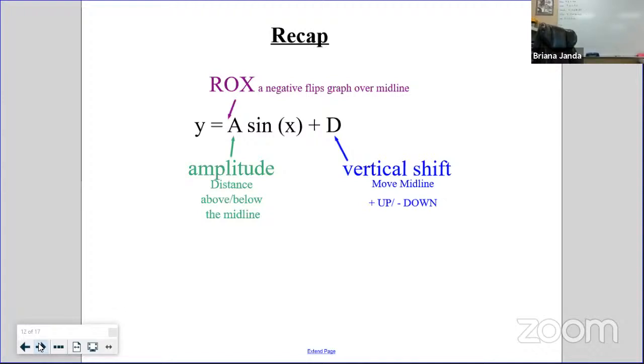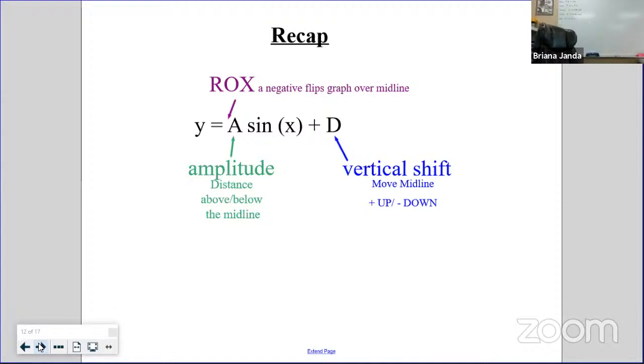D is going to be a vertical shift. It's what's added outside of our function, just like a vertical shift would have been previously added outside of our function. If it says plus, we move our midline and entire graph up. If it says minus, we're going to move our midline and entire graph down the indicated distance.